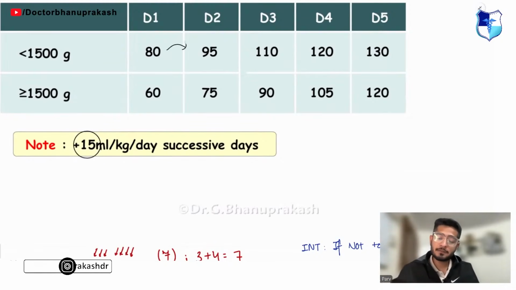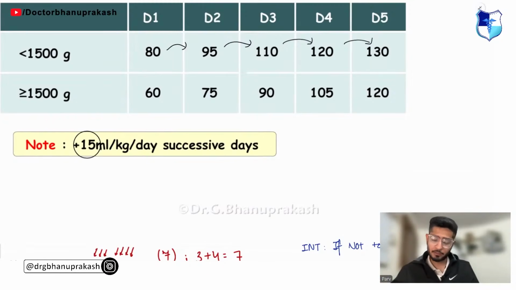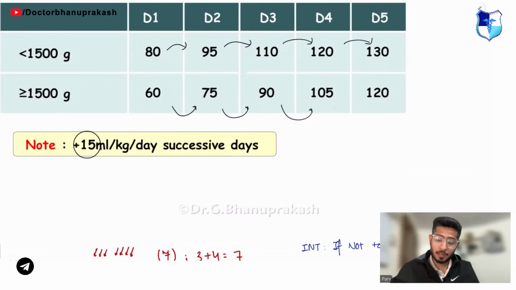So from 80, 95, 95, 110, then 120, then 130. So even if you remember like 15 ml per kg per day, roughly, that's going to be the normal thing only. Then 60, 75, 75 to 90, 90 to 105, 105 to 120, like this.